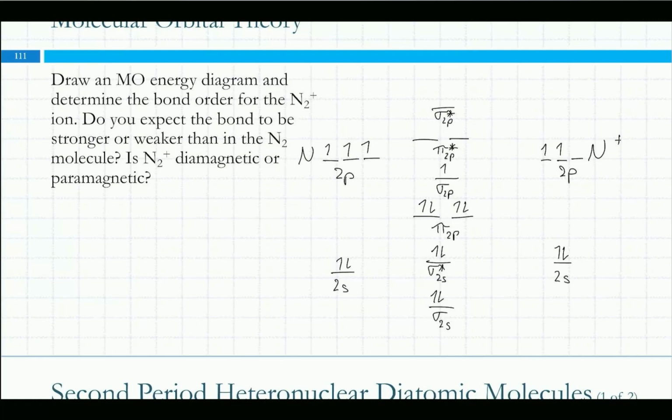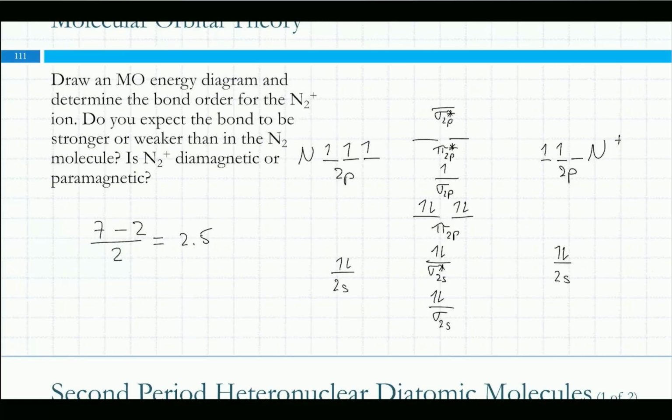All right, so how many bonding electrons do I have? 2, 4, 6, 7. So all the ones that are in the bonding orbitals, the ones that don't have a star. Star means it's anti-bonding. So I have 7 minus how many anti-bonding? Just 2. Just these ones. So 7 minus 2 divided by 2. 2.5.